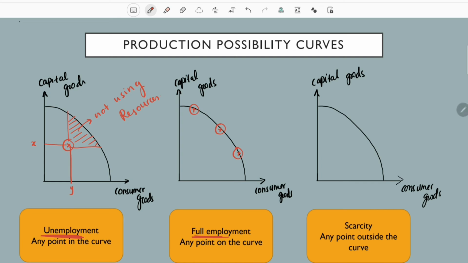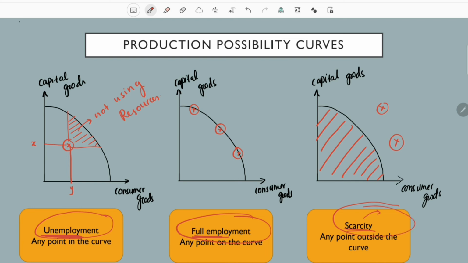On the other hand, when there is scarcity, scarcity means not having enough resources. And I told you, resources are being shown by this area. So since you do not have enough resources, that has to be shown as a point outside the curve. So these are the three ways to show these three main economic concepts by using the production possibility curve. A point on the curve is full employment. A point inside the curve is unemployment, while any point outside the curve is known as scarcity.